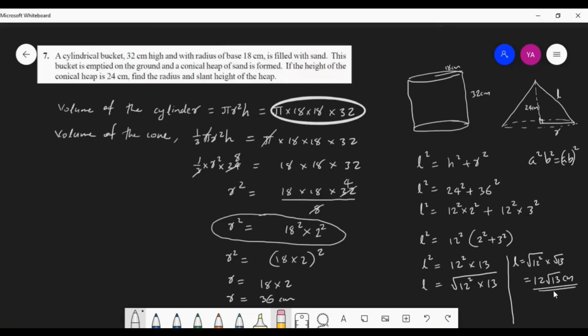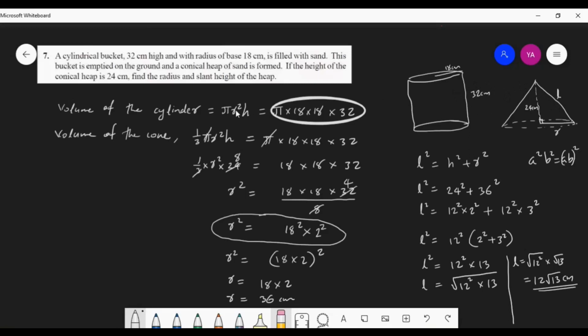So we have completed the answer. I shall repeat one more time. The question was like this. There's a bucket in the shape of a cylinder which is fully filled with sand. And we empty this bucket onto the ground, and so a conical heap of sand is formed. For this cylinder, the base radius and height are given. And for this cone, the height is given. And here the idea is, the volume will remain unchanged when we empty the full cylinder of sand into a conical heap. The volume of the cylinder and this heap will be the same.